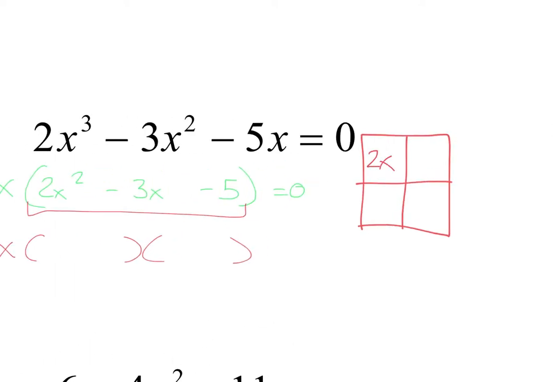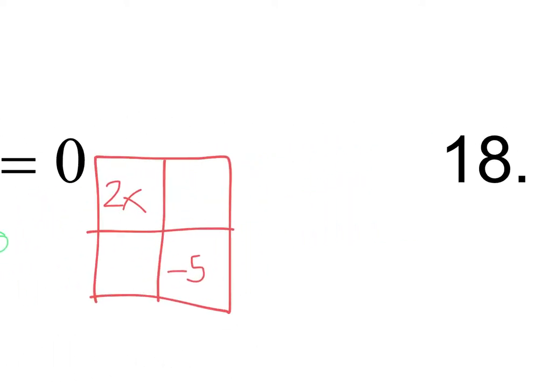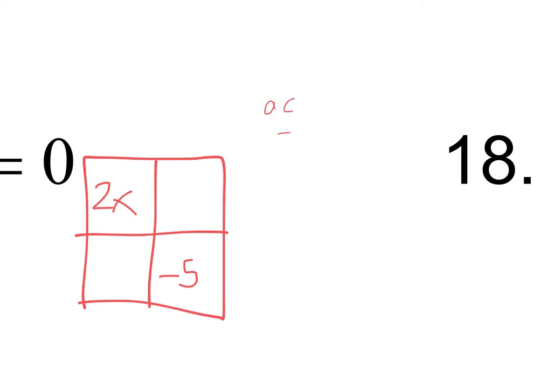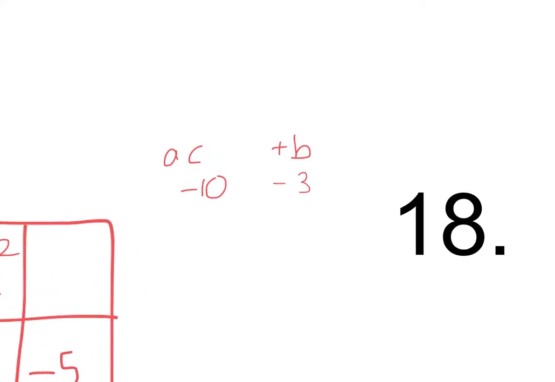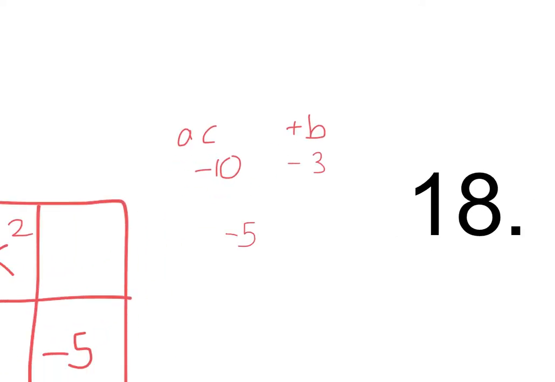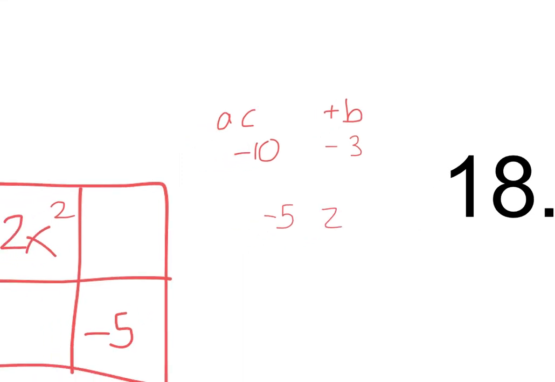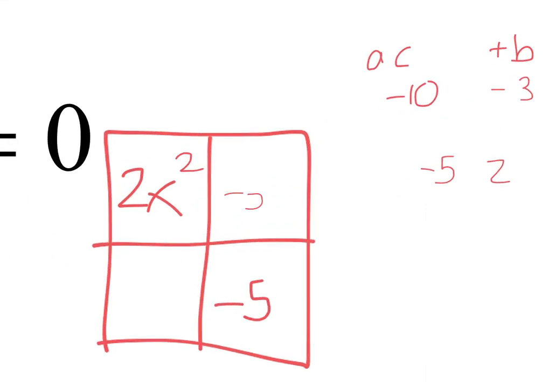Here's my a, here's my c. So I need numbers that multiply to a times c, which is negative 10. Sorry, I forgot to put the square right there with my a value. That also add to my b term, which if I go here in green is negative 3. And the answer to that is negative 5 and 2. Negative 5 and 2 multiplies to negative 10 and adds to negative 3. So we have negative 5x and a positive 2x. So it's time for greatest common factor.